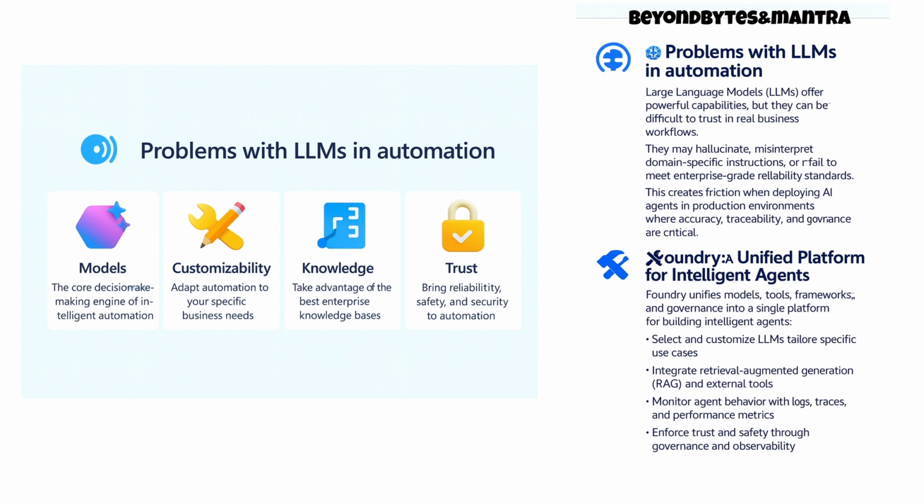While large language models offer powerful capabilities, they can be difficult to trust in real business workflows. They may hallucinate, misinterpret, fail on domain-specific instructions, and fail to meet enterprise-grade reliability standards. This creates friction when deploying AI solutions in production environments where accuracy, traceability, and governance are critical.